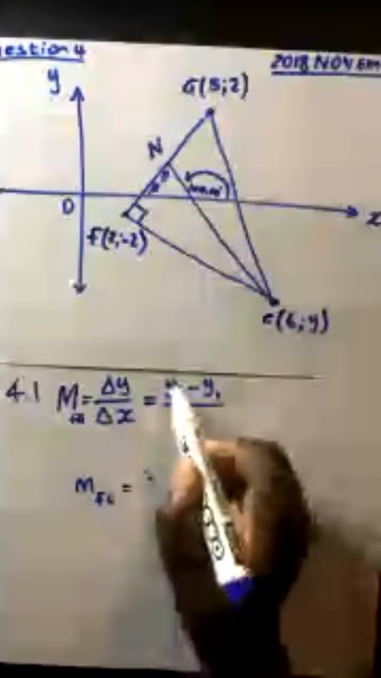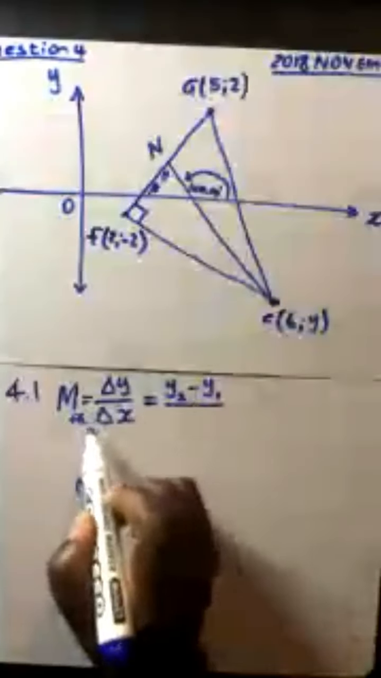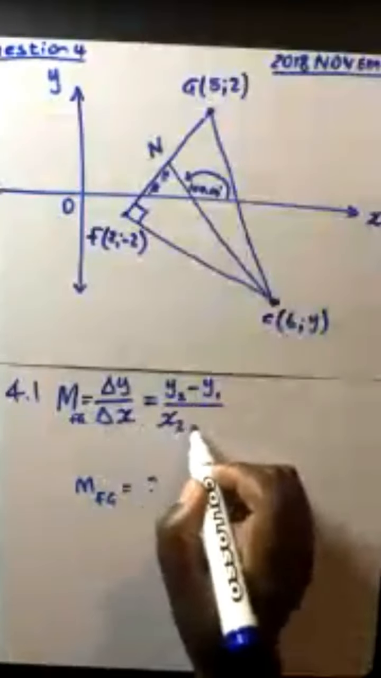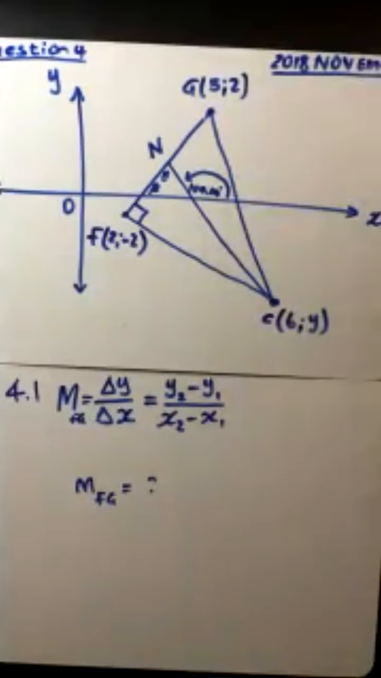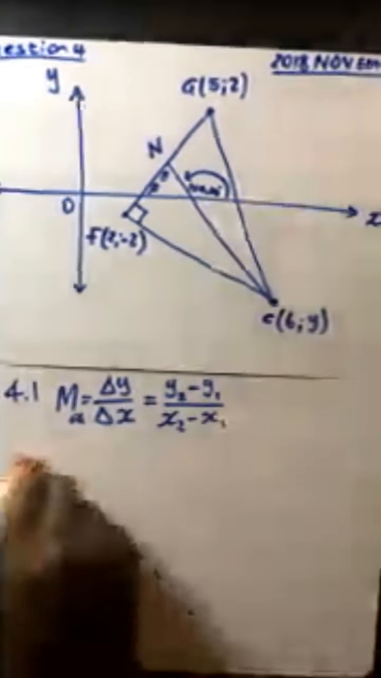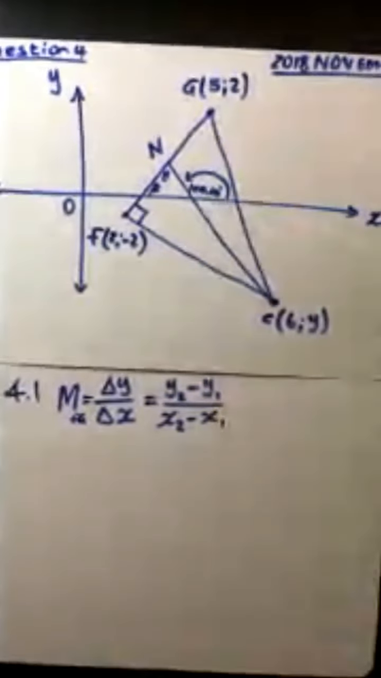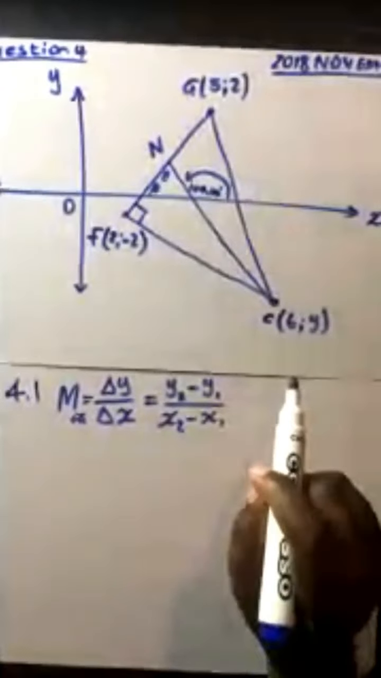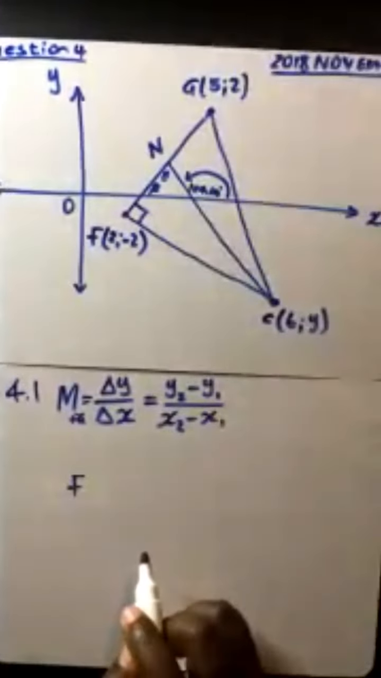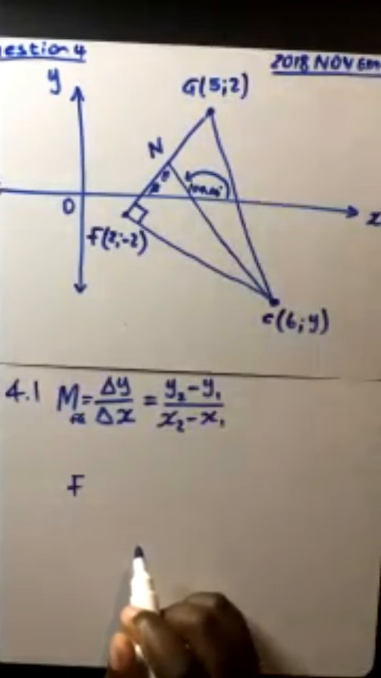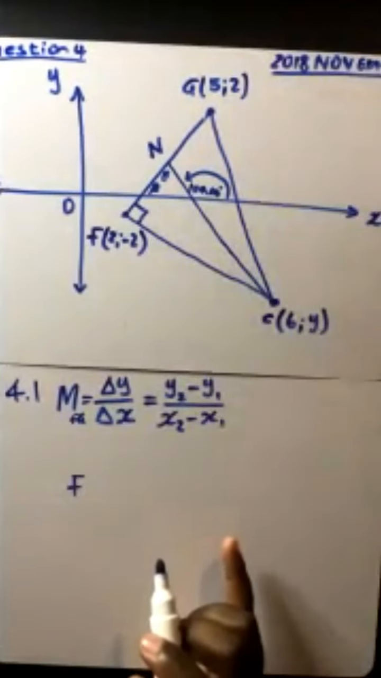That's why it's y2 minus y1. So at the bottom, it will be x2 minus x1. So guys, do we have the coordinates of F and G? And the answer to that question is yes. So as I indicated yesterday, I follow the alphabetical order. So it's A, B, C, D, E, F, G.